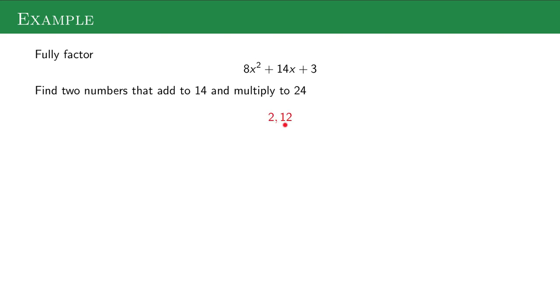All right, always double check. 2 times 12 is 24. 2 plus 12 is 14. All right, so that works. Now we do our splitting method. This middle term gets broken up into a 2-piece and a 12-piece. This is the reason we find those numbers, because we split that middle term into those two pieces.